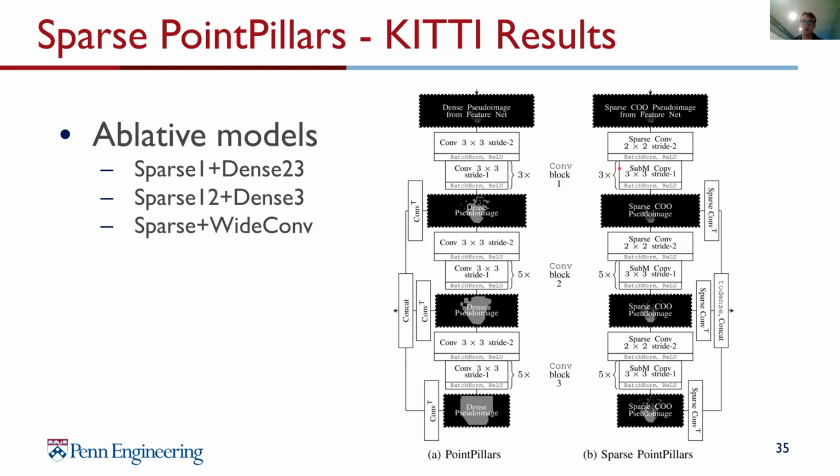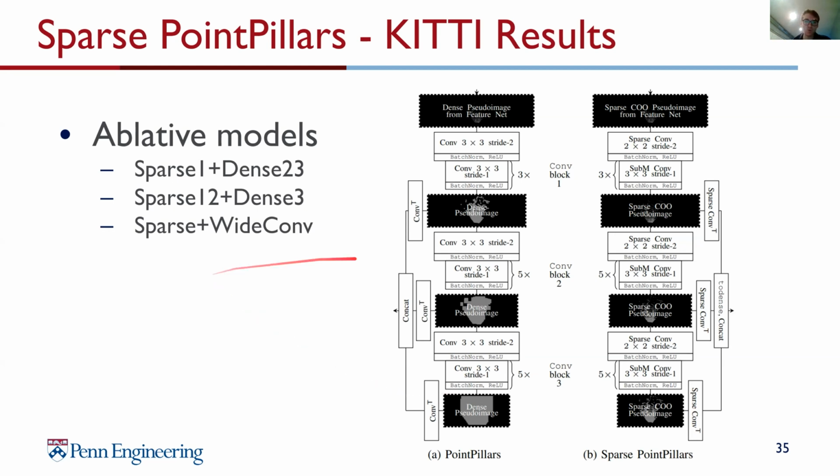And then we do the same thing, but we run it through sparse 1 and 2, and then run it through dense 3. The idea here is to get at the question: do you actually need to do sparse operations throughout the entire pipeline, or can you switch to doing dense convolutions halfway through?